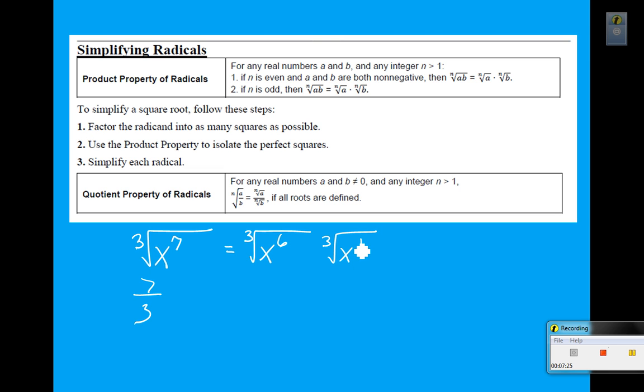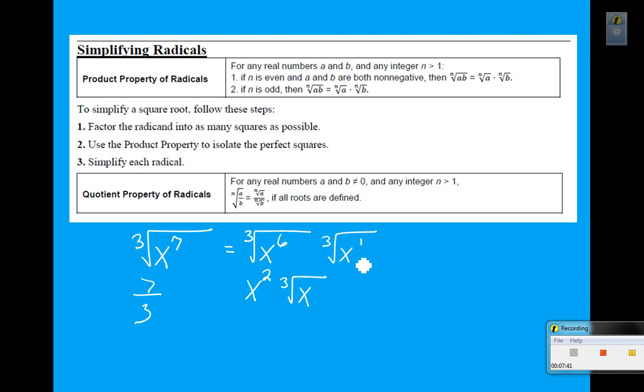Why can I do that? 6 plus 1 is 7. Here's what this weird looking answer would look like. This is going to become x squared, because 6 divided by 3 is 2. And this part stays as the cube root of x. So you're going to see some of that today.